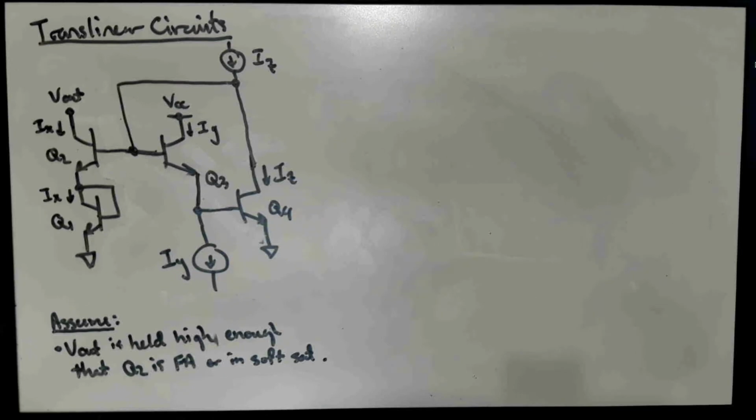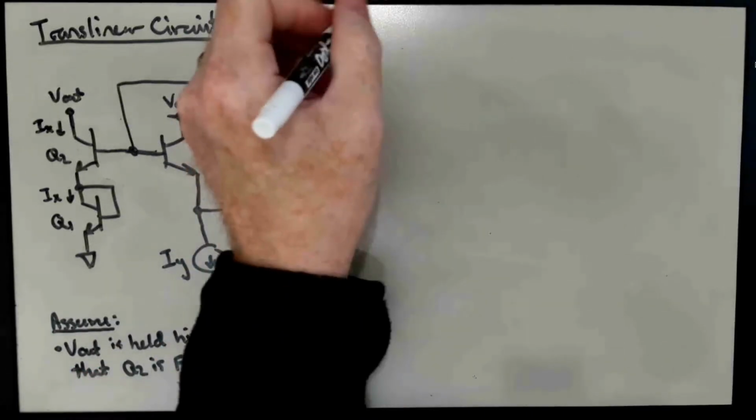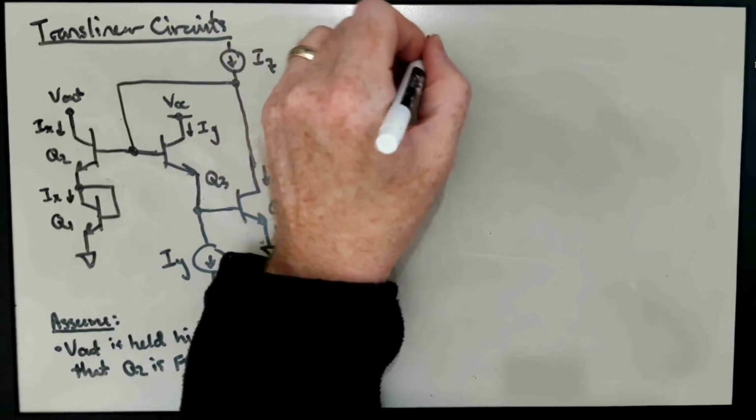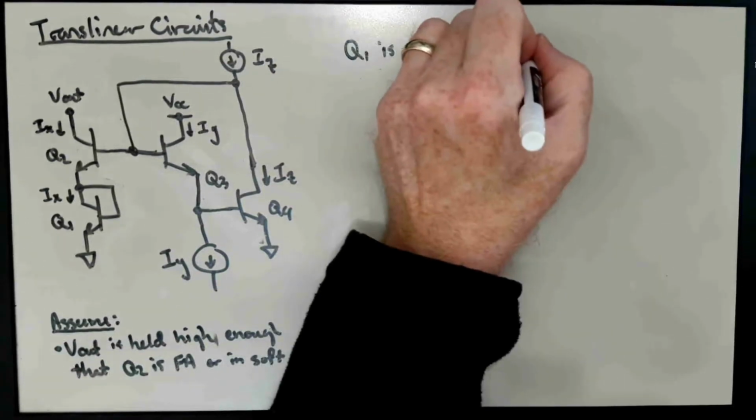And so the question is, have we changed anything about how these transistors operate? So Q1 is still diode connected, and so Q1 is forward active because it's diode connected.